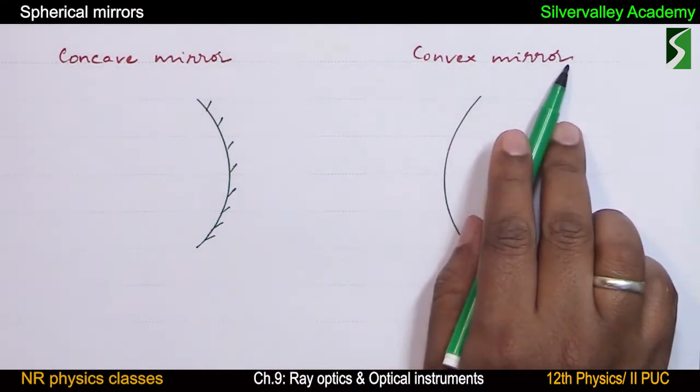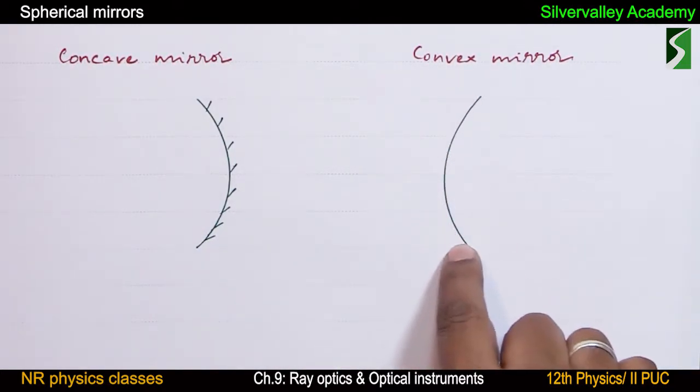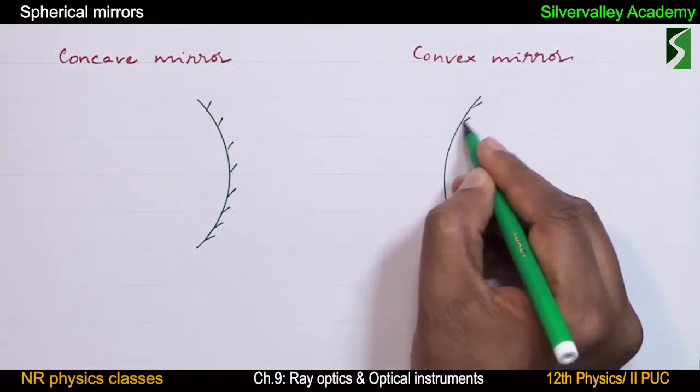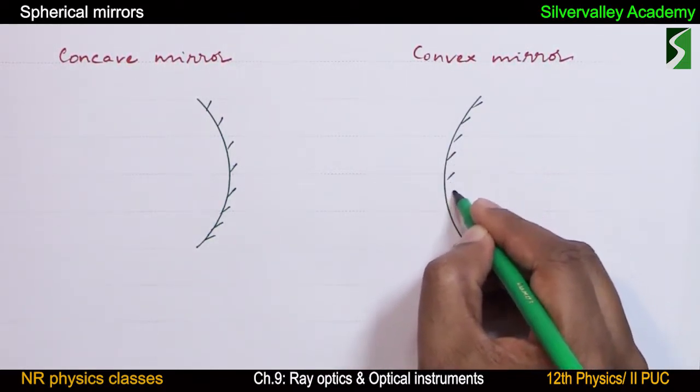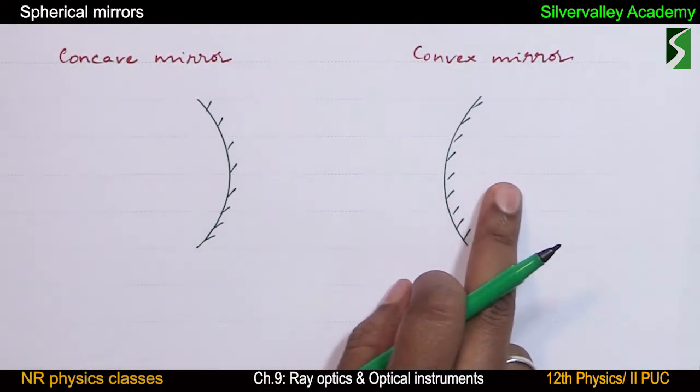Convex mirror means the convex surface, the bulged surface, should be the reflecting surface. That is why the concave face must be coated. So this is how concave and convex mirrors are represented.